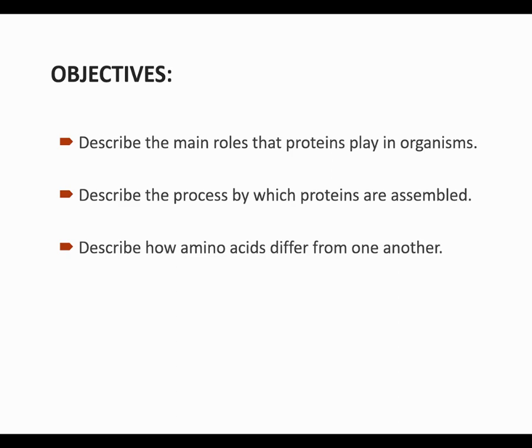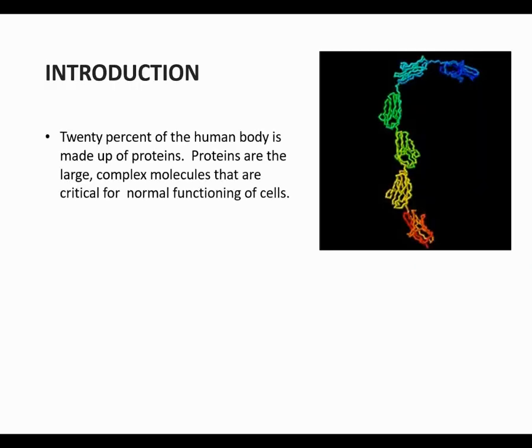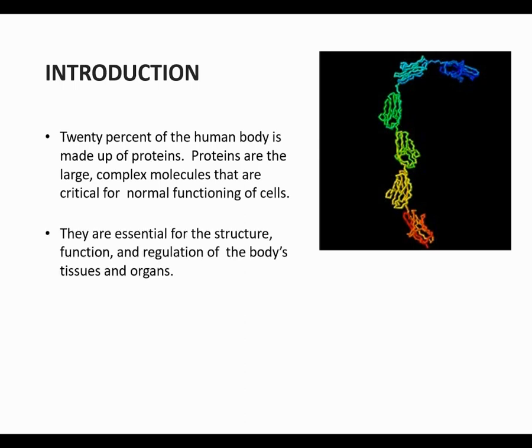Okay, so let's start. Now, 20% of the human body is made up of proteins, and proteins are usually large, complex molecules that are critical for normal functioning of cells. They are essential to the structure, function, and regulation of bodies, tissues, and organs.